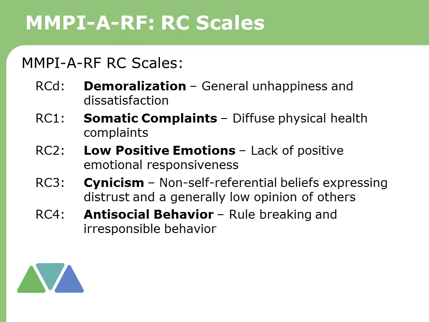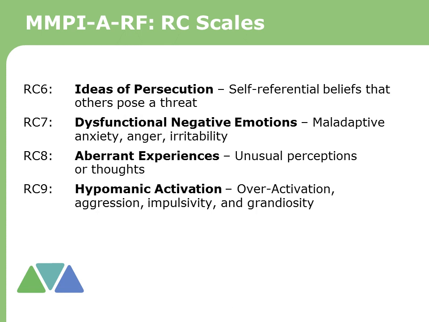The second level of the hierarchy, uniformly shorter than their counterparts on the MMPI-A basic scales, and also probably uniformly shorter than their counterparts on the MMPI-A-RF. The first 5 RC scales and the last 4 RC scales. And again, I'm not going to go into the definitions or item content of these scales because I'm assuming that you know that information.